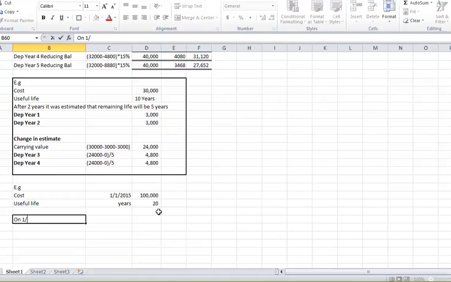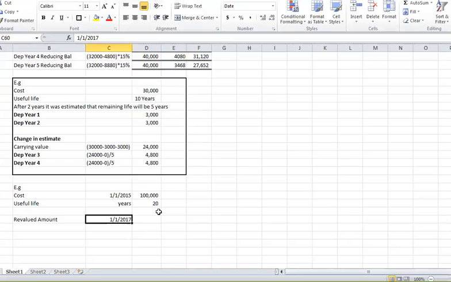On 1st of Jan 2017, the revalued amount. So we have purchased this asset in 2015. So 15 and 16, after 2 years, we have recalculated the value of this asset, and we are thinking that the market value of this asset would be £90,000.